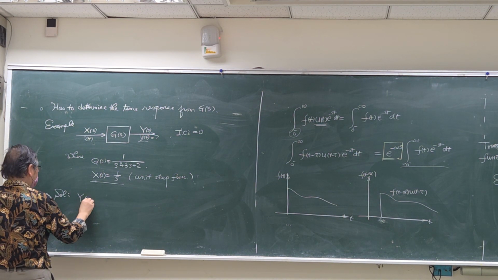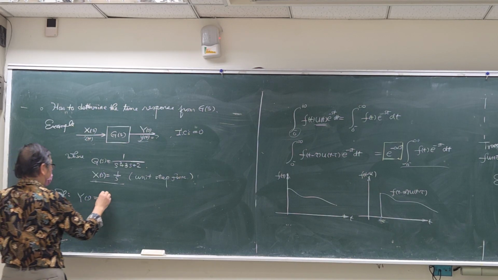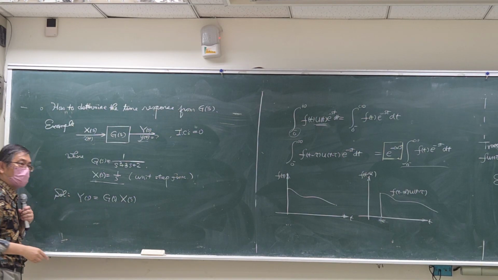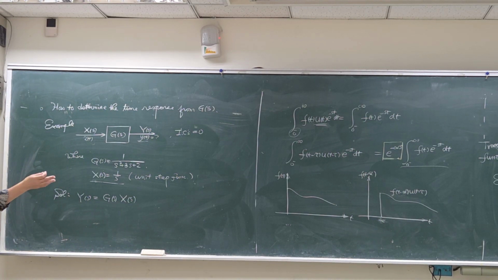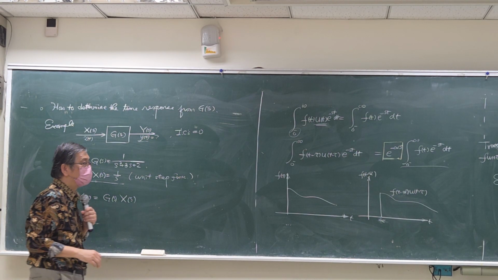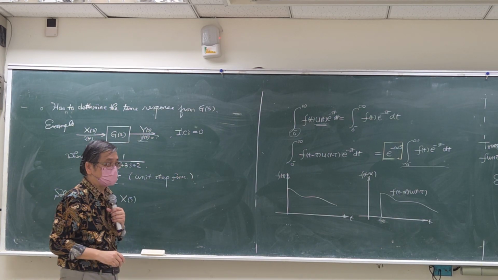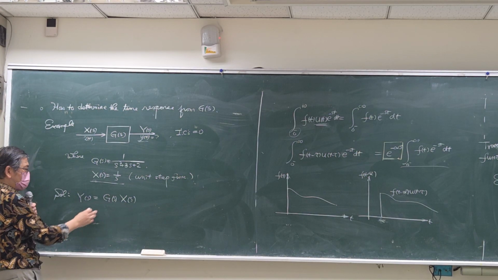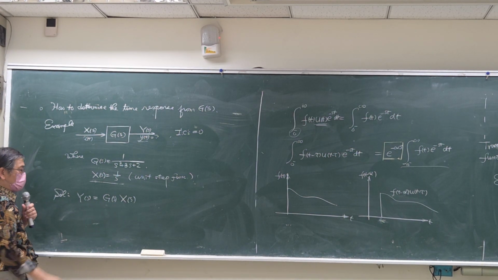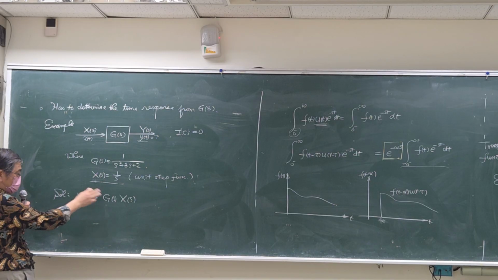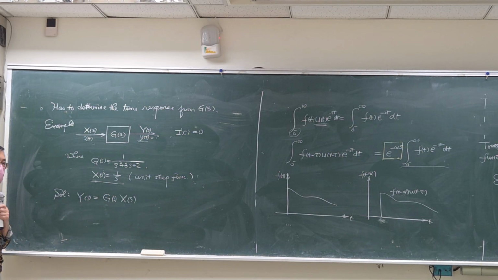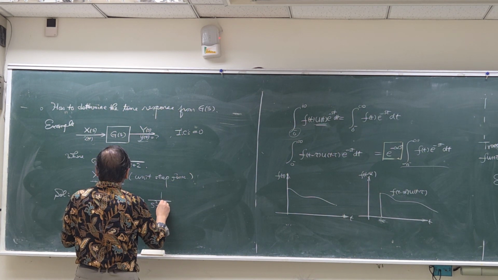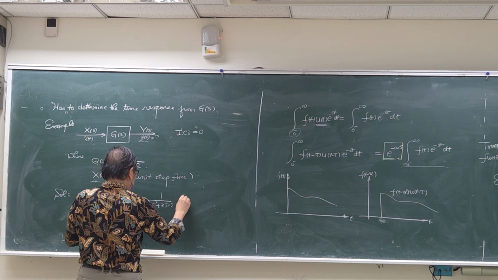So Y of S is equal to G of S times X of S, the transfer function times the input, equals output. So the expression is very easy. This is equal to 1 over S squared plus 3S plus 2 times 1 over S.